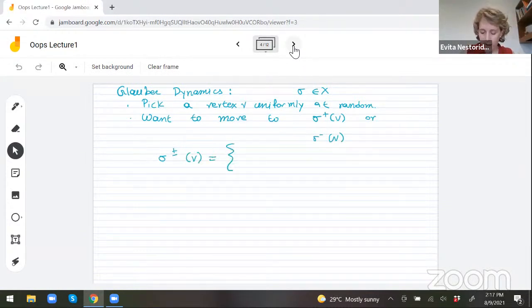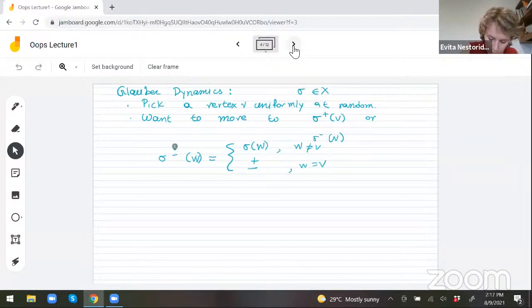Everything else is the same. So if you're not at V, you have the same spin. So if W is not V, you have the same. And then you have either plus or minus if you are at V. This is the definition of sigma plus minus respectively.